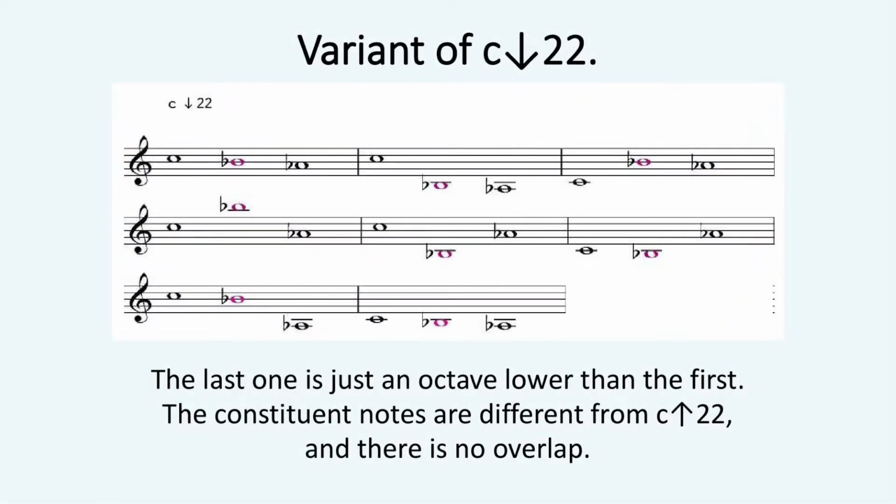Variant of C downward 2-2. The last one is just an octave lower than the first. The constituent notes are different from C upward 2-2. And there is no overlap.